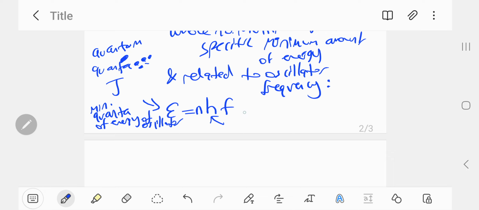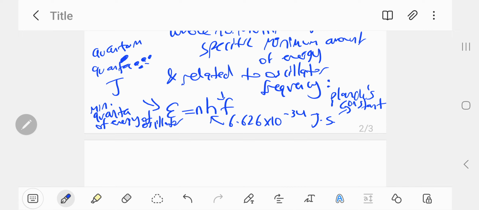H is a number that was actually a guess by Planck. Planck guessed this number to be 6.626 times 10 to the minus 34 joule seconds, and it now bears his name. It's called Planck's constant, on the HSC formula sheet. It helps equate energy and frequency. And f is just the frequency of the oscillator, typically in hertz. This was the breakthrough.